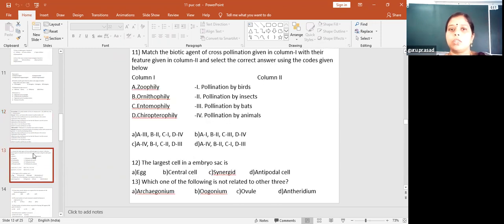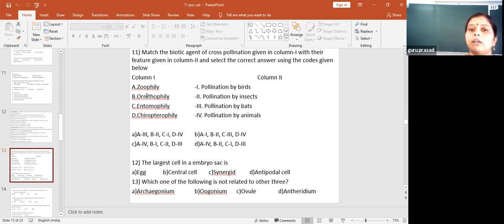So since there is a shortage of time, match the biotic agent of cross pollination given in column 1 with their feature given in column 2 and select the correct answer using the codes given below. Okay, so in column 1 what have we given? Which type of pollination takes place. Here in column 2, I have given the matching options. Okay, what is zoophily? Pollination takes place by animals. Where is 4 alpha? So if we know what is zoophily, then we can answer such a type of question.